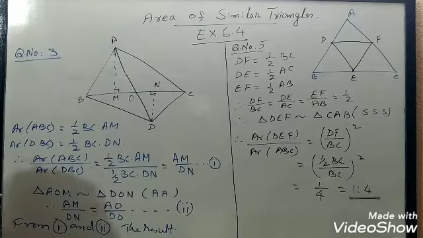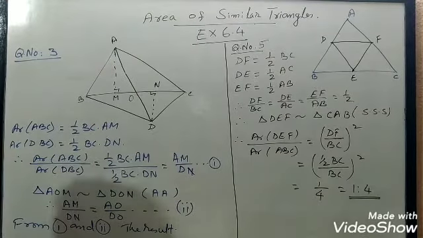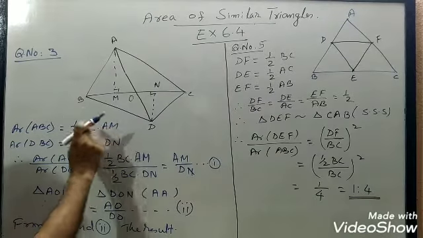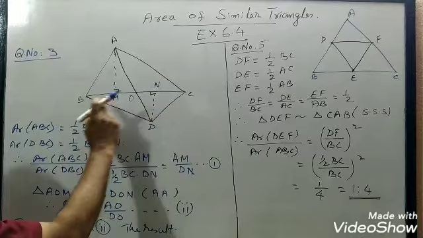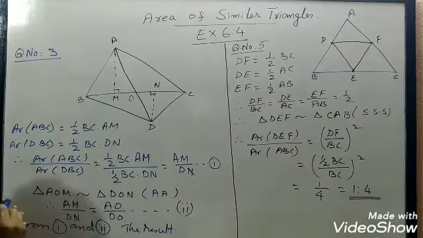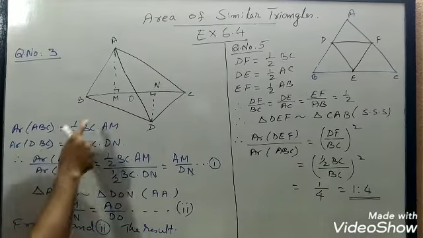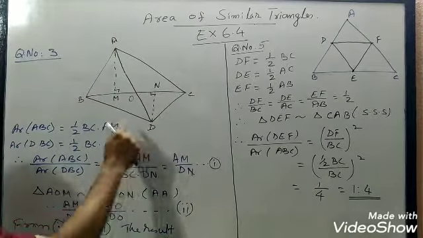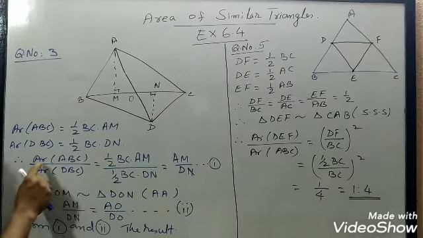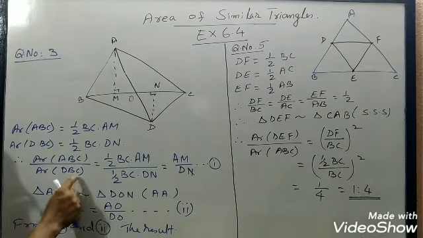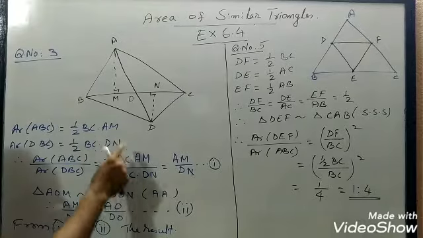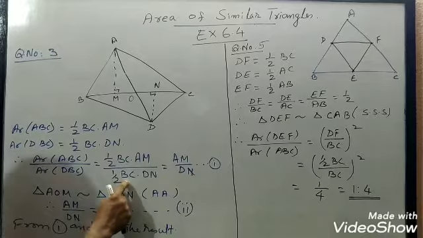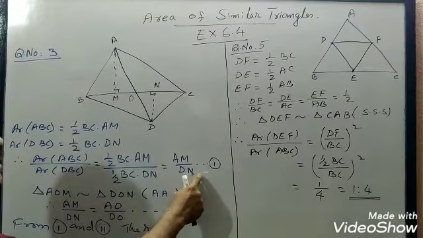Now we use the formula of area of a triangle. You know that area of a triangle is equal to half base into altitude. So if we take BC as the base, then area of triangle ABC is equal to half BC into AM. In the same way, area of triangle DBC, we take the same base BC, is half BC into DN. Now the ratio of area of triangle ABC and area of DBC is half BC into AM by half BC into DN. Half BC is common, that will cancel out. It will come out to be AM by DN.